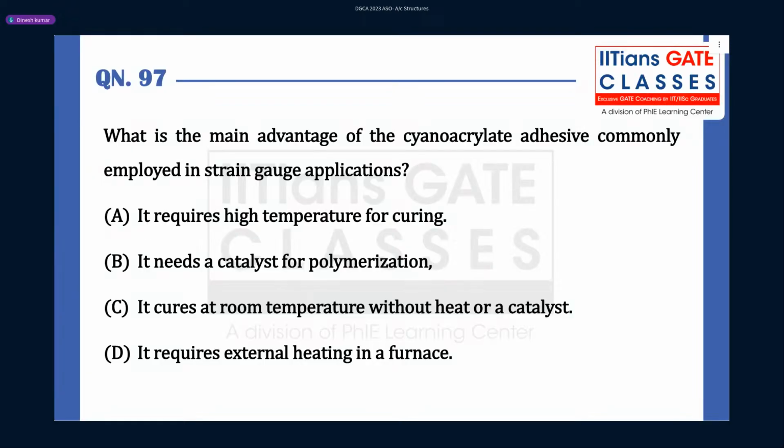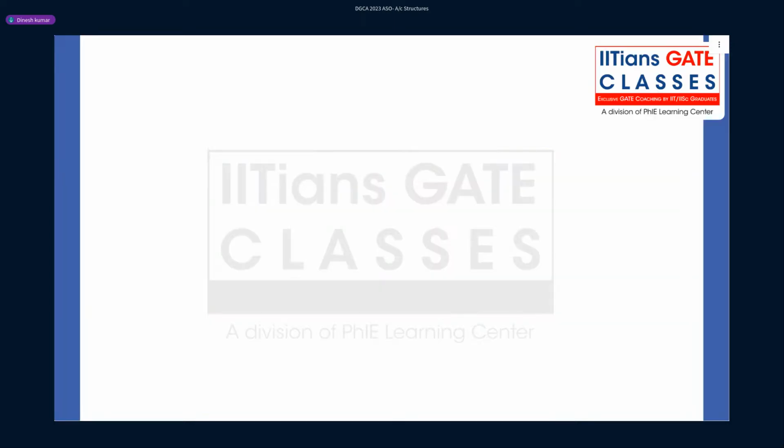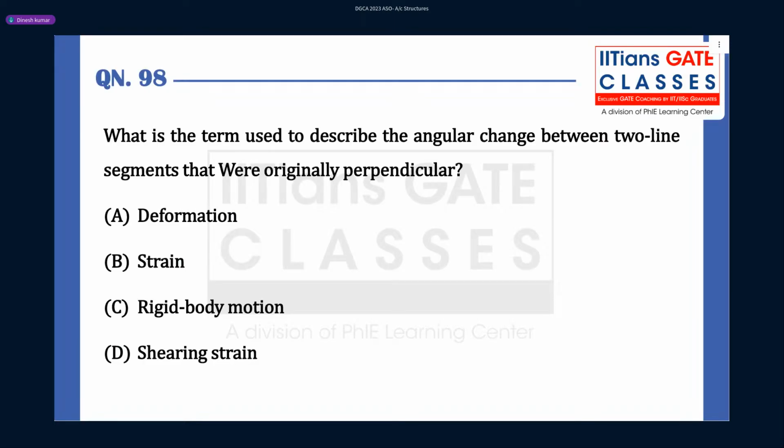Now, what is the last question? What it says? What is the main advantage of cyanoacrylate adhesive commonly employed in strain gauge application? Usually these adhesives will cure at room temperature. So C is the answer, without heat or catalyst. So C is the answer. Okay, so that's all from this part. Thank you all for watching this session.